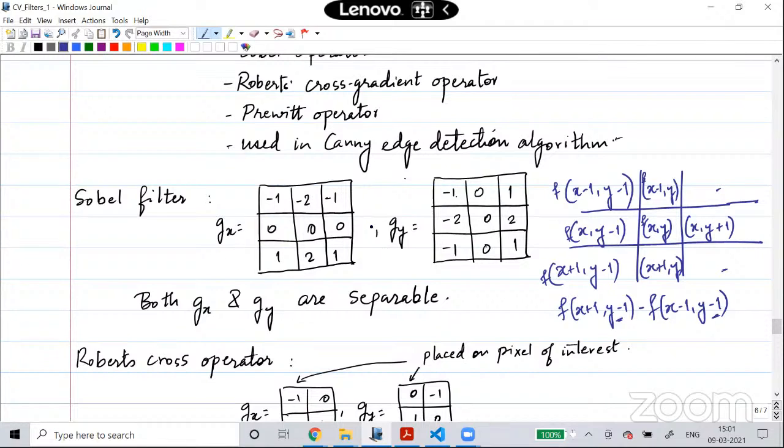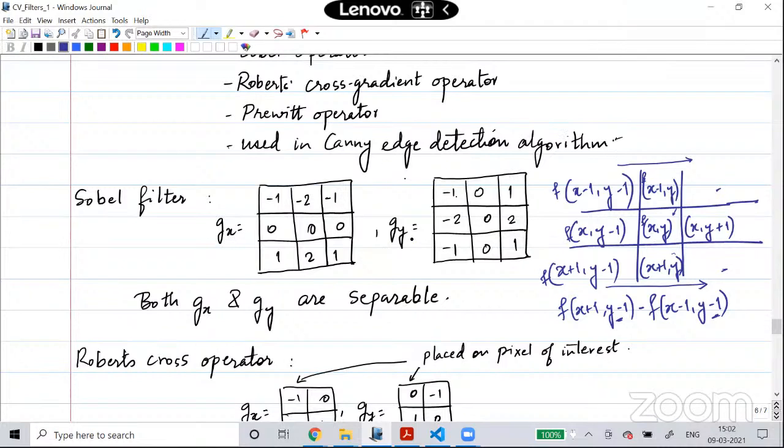So this is Gx. But now here they have added a 2, so these are being weighted. Instead of just taking this minus this, and this minus this, as well as this minus this, you're taking twice this and twice this. When you take the sum of all those, you're calculating a weighted average of these pixels minus a weighted average of these pixels, and replacing the center pixel by those values. So you're replacing the center pixel by those derivatives. This is happening in the X direction.